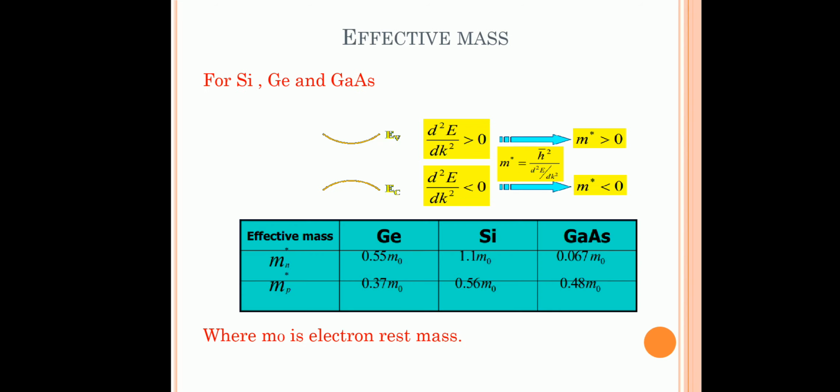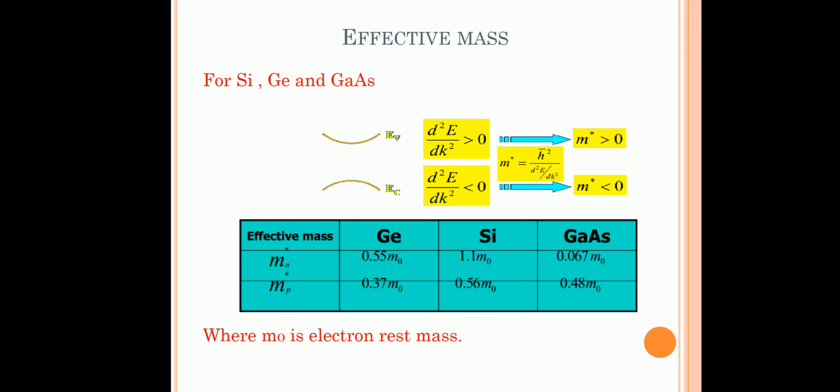Next, we can see the effective mass of electrons and holes in different crystals. We are taking germanium, silicon and gallium arsenide as our examples. In the table, mn star is the effective mass of electron and mp star is the effective mass of holes. For germanium it is 0.55 m0 and 0.37 m0. For silicon it is 1.1 m0 and 0.56 m0. For gallium arsenide it is 0.067 m0 and 0.48 m0. Here m0 is the free space mass of electron.